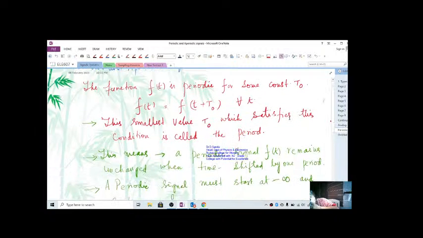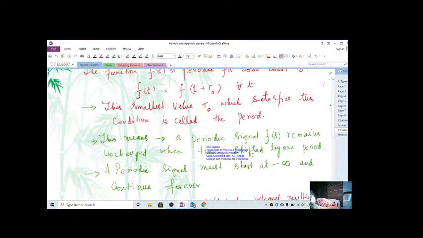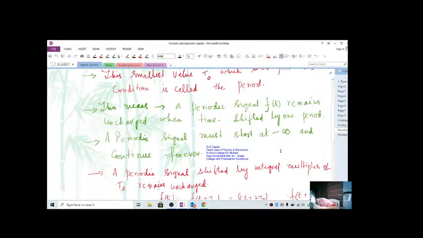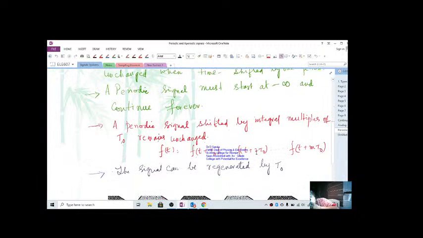Then periodic and aperiodic signals. This is periodic: if a signal can be represented by this for all values of t, f of t is equal to f of t plus t naught, then it is said to be periodic. That means this signal remains unchanged when time is shifted by one time period. The time period is given by t naught. It must start at minus infinity and continue forever. So t plus t naught, 2 t naught, m t naught, where m is an integer, it remains the same.